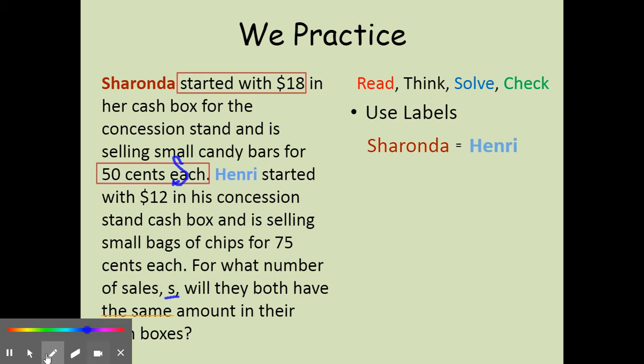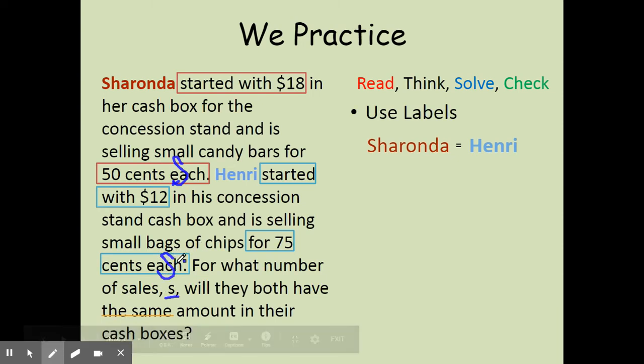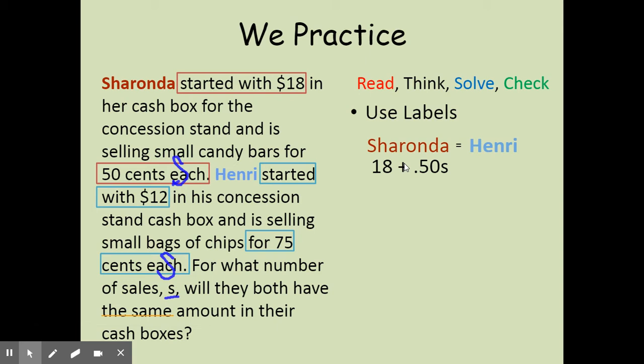And then Henry, he started with $12 and he sold candy bars for 75 cents each. So each tells me this is my variable. Okay, and if you start with $18 and you are selling something, you're going to be adding money to your cash box. So she starts with $18. I start to sell, so I need to gain money. I'm making money. And I'm selling candy bars. My S is candy bars for 50 cents each. Henry, he starts with $12.